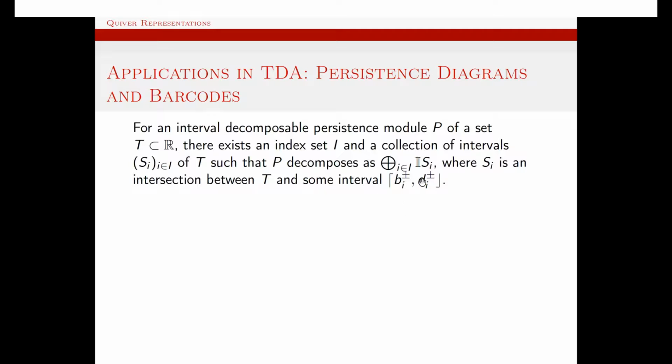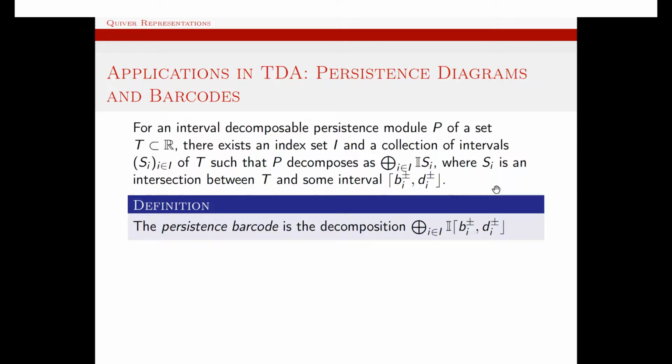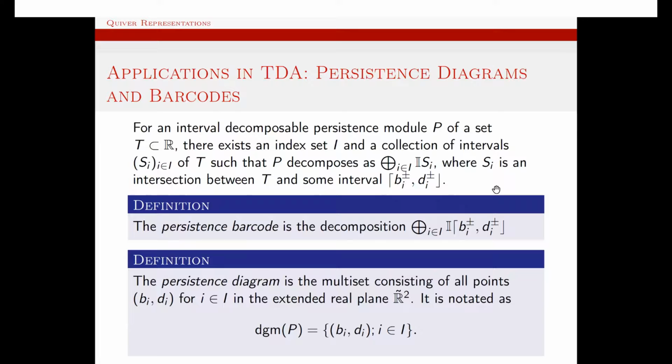And then the notation here just acknowledges the fact that it might be uncertain whether our intervals are open or closed. As well, b_i could be negative infinity, and d_i could possibly be positive infinity. Now, with these intervals, we can create what's known as the persistence barcode, and that's just the decomposition into these intervals. And then the persistence diagram is the multiset, meaning a set that can possibly contain multiples of the same point.